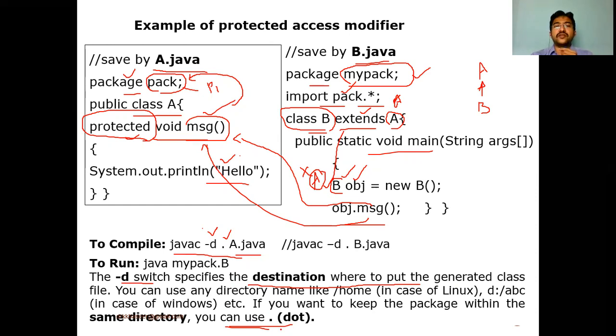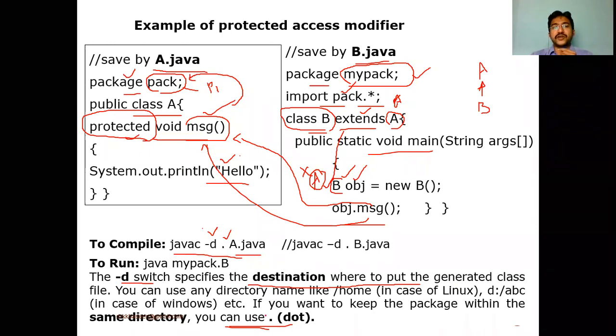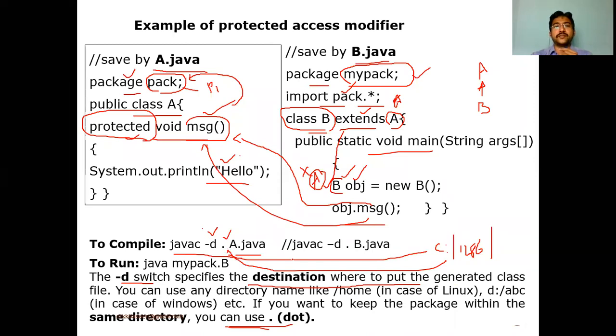Or else, if you do not want to keep it in the same folder, say you want to keep it somewhere in Program Files, a Java folder, or in C under your roll number, for example 1286, followed by your class file, then instead of dot you can mention the path like C colon slash your roll number. That is how we can compile. So the extra thing is adding -d space and the particular folder path where you have to keep that class file, or if you like the same directory, you can mention dot.